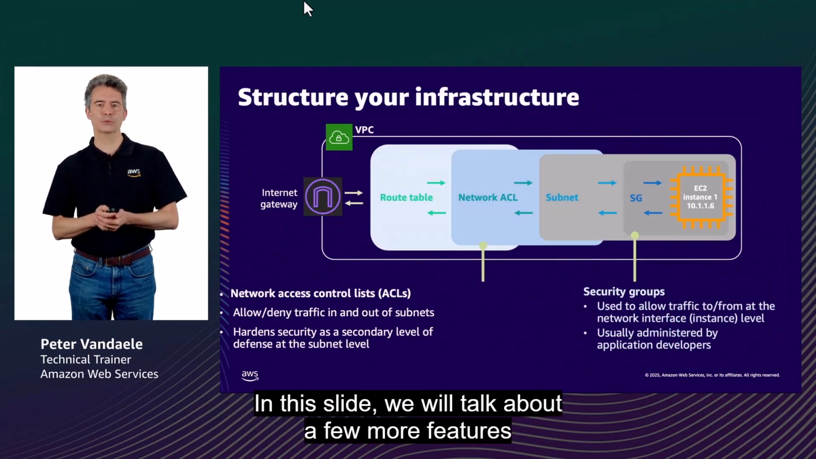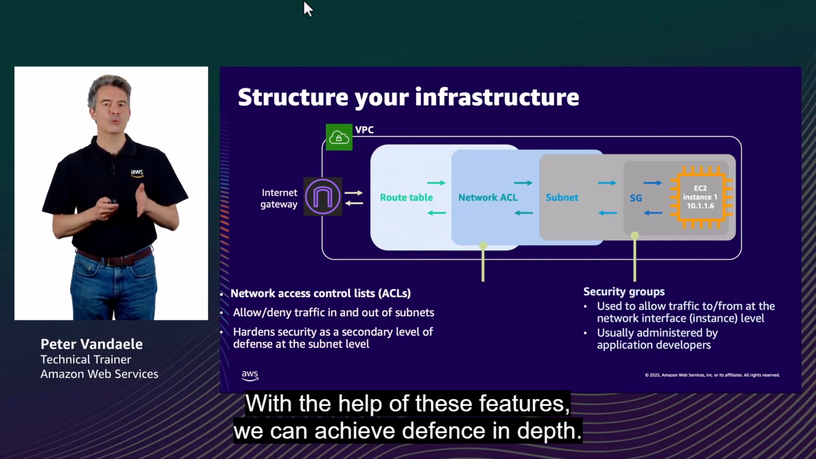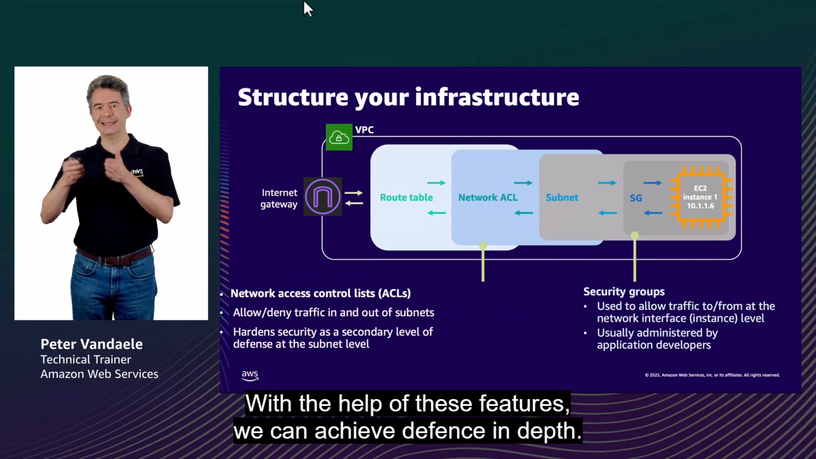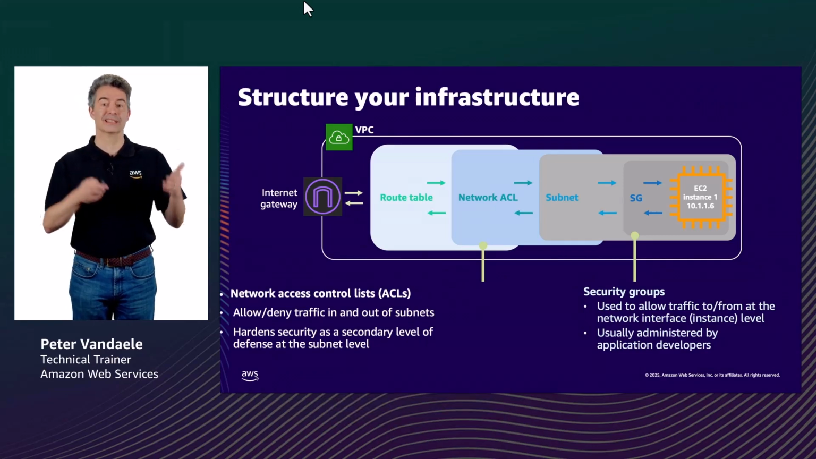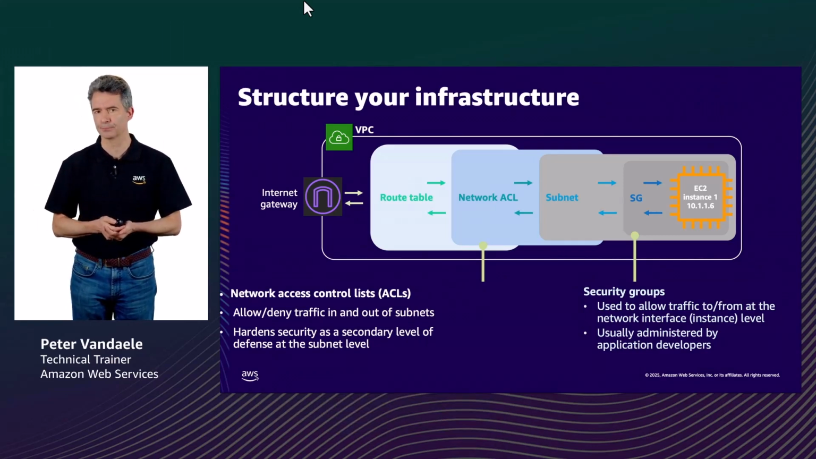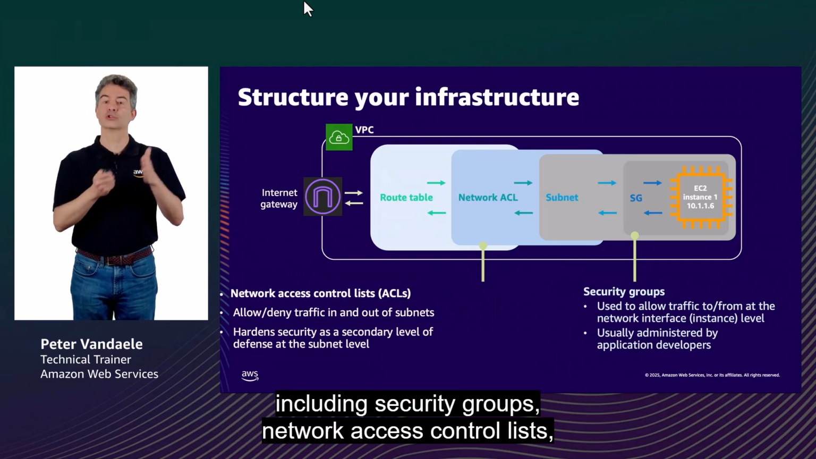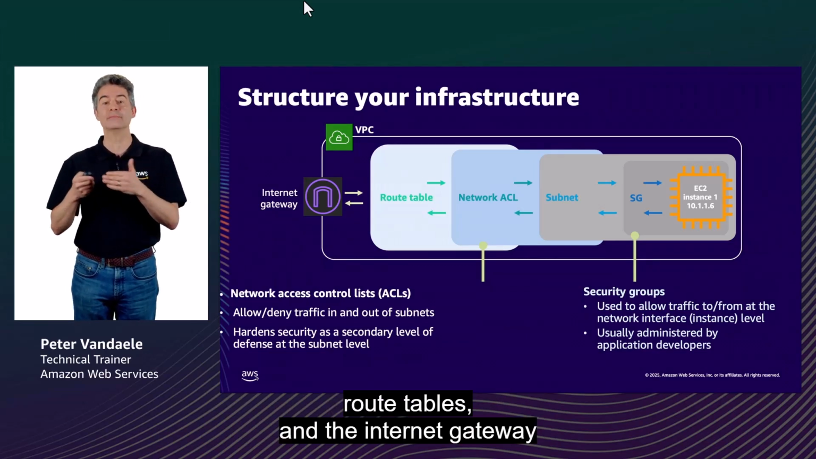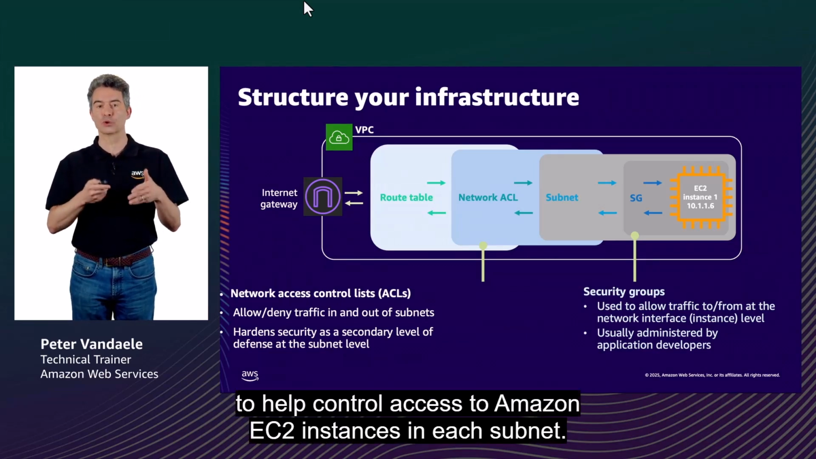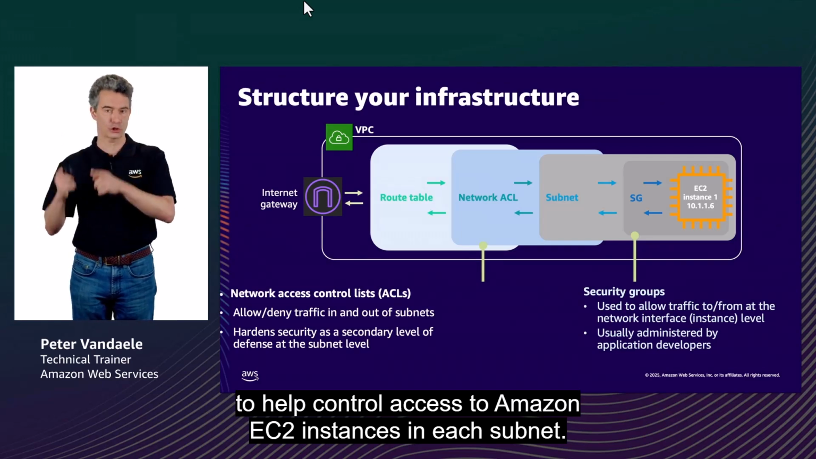In this slide, we will talk about a few more features that sit inside a VPC. With the help of these features, we can achieve defense in depth. What this means is we have multiple layers of protection inside your VPC. With VPC, you can use multiple layers of security, including security groups, network access control lists, route tables, and the internet gateway to help control access to Amazon EC2 instances in each subnet.